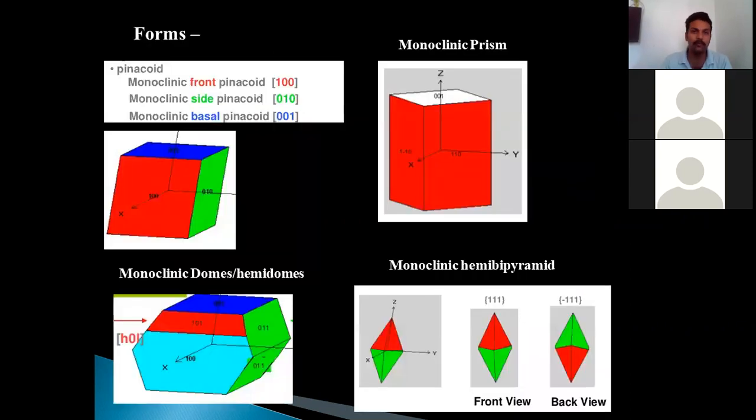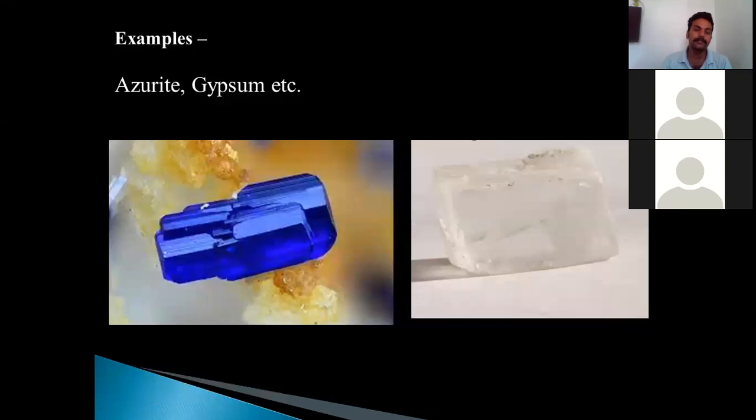Then we have seen the forms, the pinacoids and the domes. Pinacoid consists of two faces. Dome consists of four faces. Their names are given on the basis of the axis which is parallel to them. If it is parallel to clino, then clino pinacoid, clinodome. And if they are parallel to the ortho, then ortho pinacoid and orthodome. Monoclinic prism also is there, and monoclinic hemi pyramids are also there. Then we have some examples: azurite and gypsum.